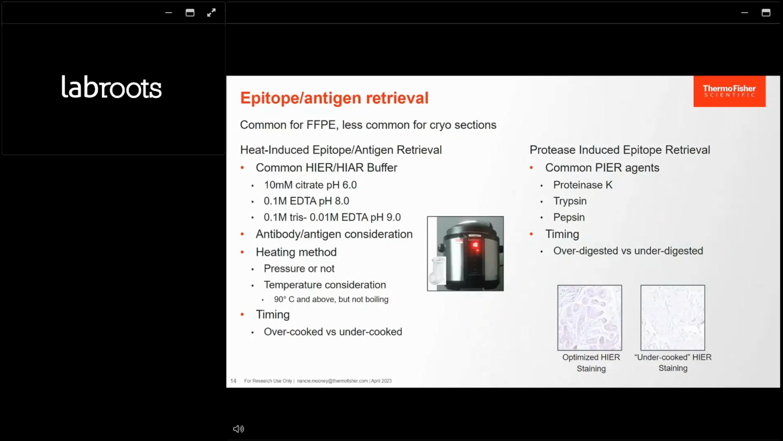Another method of epitope retrieval is protease-induced epitope retrieval. This is very common in situ hybridization experiments. And so what you use is actually proteases like protease K, trypsin, or pepsin to do a similar thing as the heat-induced epitope retrieval, but by protease. So it basically eats away a little bit of the protein to help relax these chemical crosslinks. Of course, you're going to have to optimize for your experiments based on your antigens and what kind of detection strategy you're using. It is absolutely possible to over-digest just as easily as it is to under-digest. So I strongly suggest running a couple experiments to find your optimal conditions.